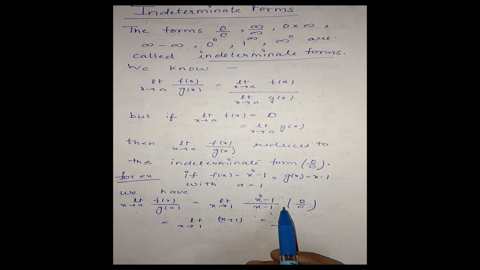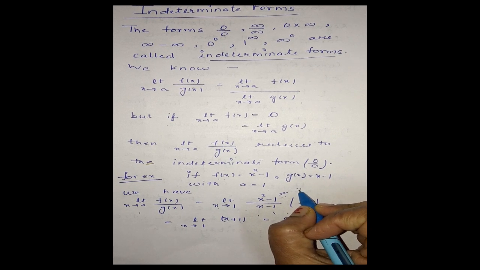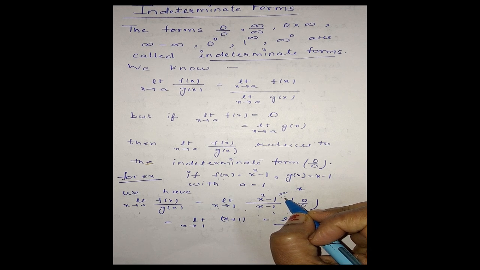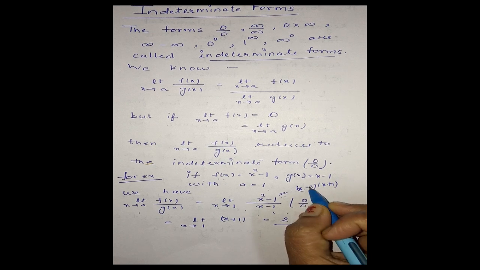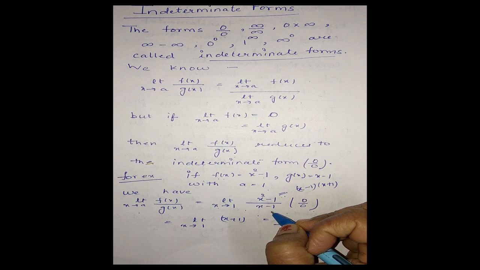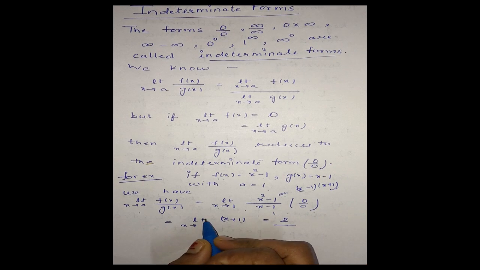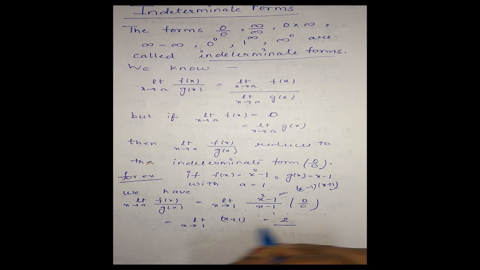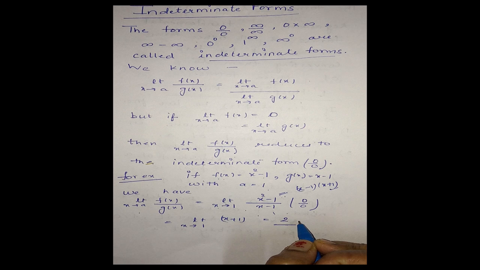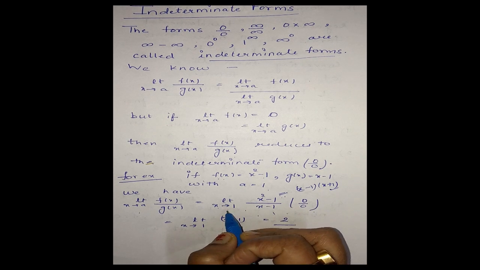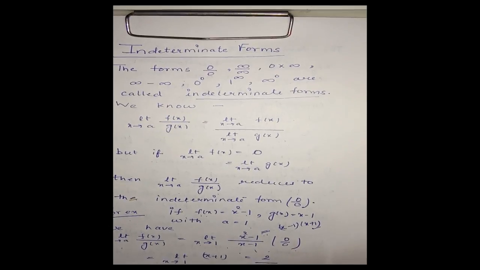Now this limit can be solved by simplifying the numerator, applying the formula of a square minus b square. This can be written as x minus 1 into x plus 1. Now x minus 1 gets cancelled out from numerator and denominator and we are left with x plus 1 in the numerator. This is equal to limit x tending to 1 of x plus 1, and on taking x to be 1 here we get 1 plus 1, that is 2. This is when limit x tending to 1 is 0 by 0, that is indeterminate form 0 by 0.